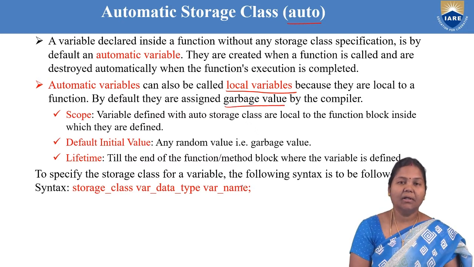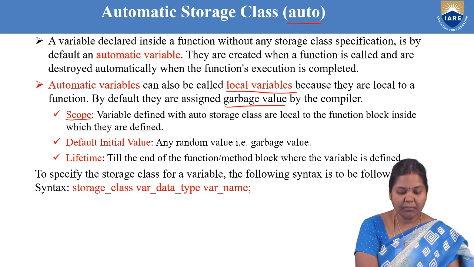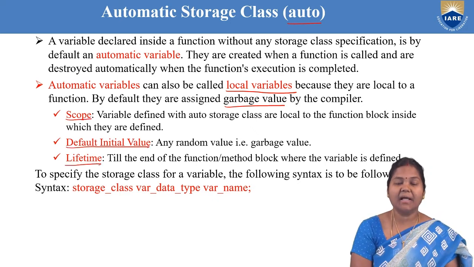As soon as these automatic variables or local variables are declared, by default they will contain garbage values by the compiler. Now, coming to the three important parameters or points here: first of all, what is the scope, what is the default initial value, and what is the lifetime if you are using the automatic storage class.